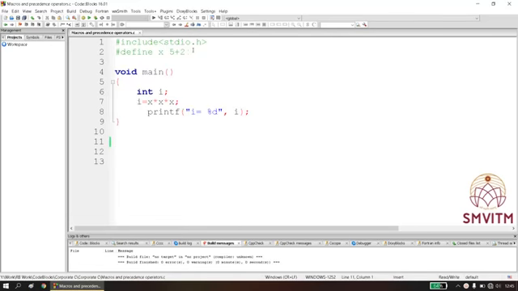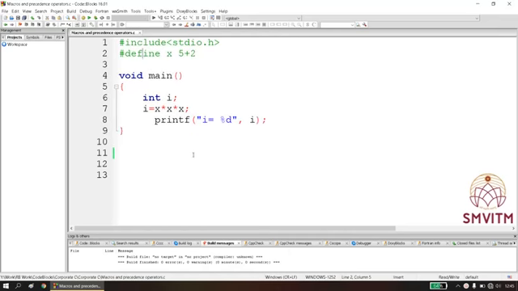So remember, 5 plus 2 is not always 7 when you are considering precedence of operators inside a function like this. So that is it about macros, which is hash define, and precedence of operators.